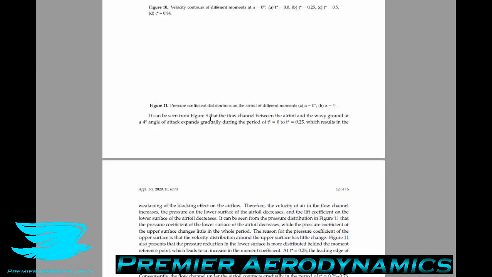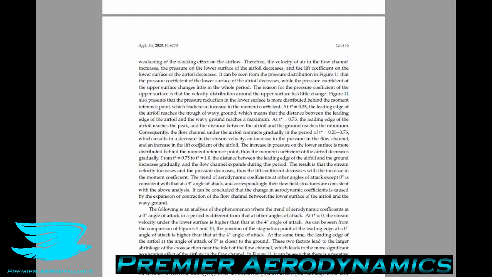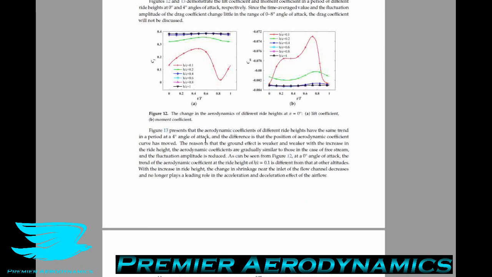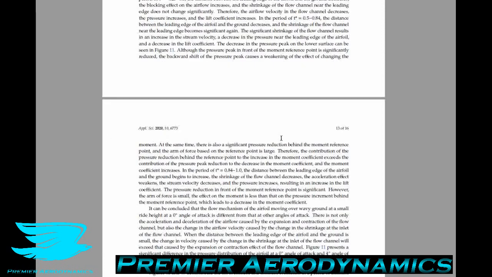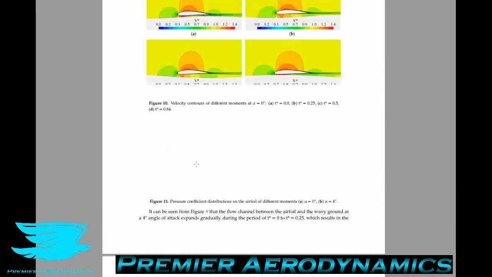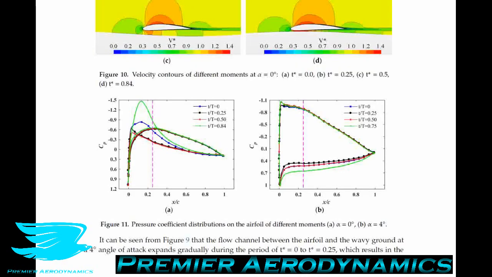So let's move on now to figure 12. Oh no, sorry, figure 11. Let me get this figure back up here. So figure 11 shows the pressure coefficients of the airfoil over different parts of the wave, and figure 11b shows this for when the airfoil is at a 4-degree angle of attack.